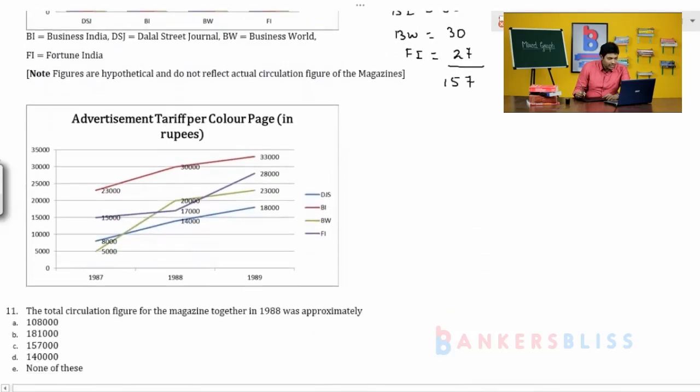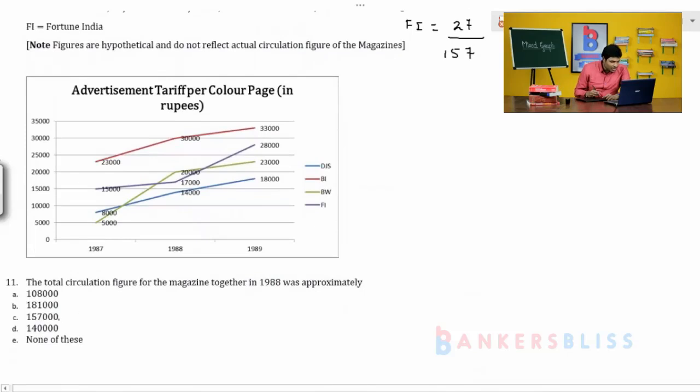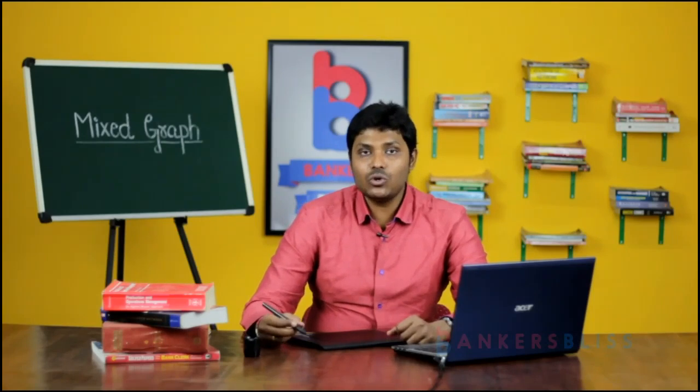So 1,57,000 means option C. Option C is the right answer. Very simple to calculate. Okay, let's go to the next problem.